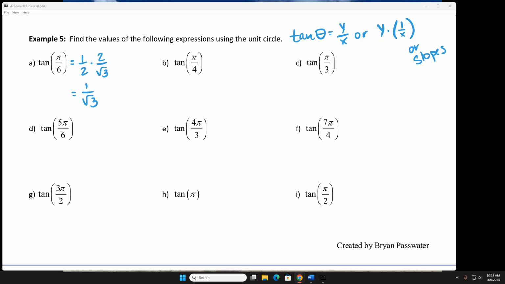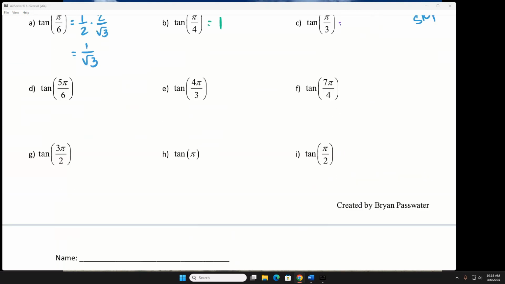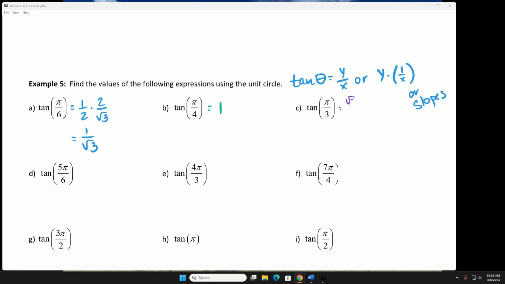Do you guys already know the tangent of pi over 4? Yeah. So you have options. You can do the slope if you want, or you can take square root of 2 and divide it by itself. All right, pi over 3, you probably can't do that using the slope, so we'll just take the y, multiply by the reciprocal of x. Twos cancel out again, and you get the square root of 3. Okay, so I want you guys to finish D through I for me, please.